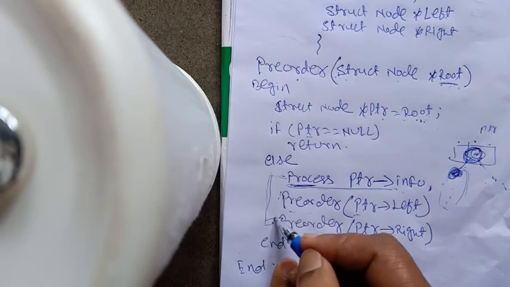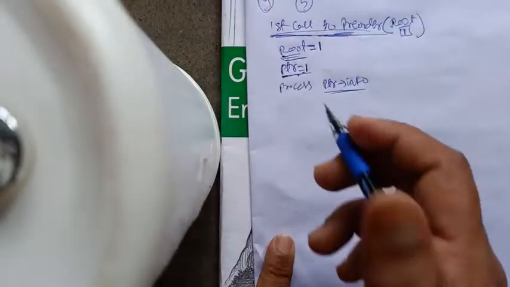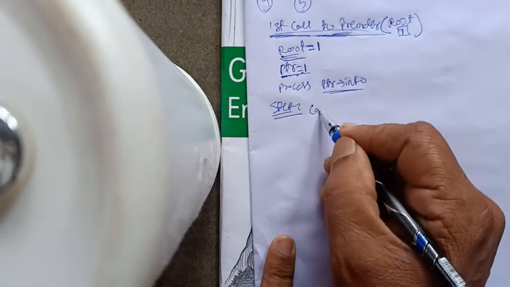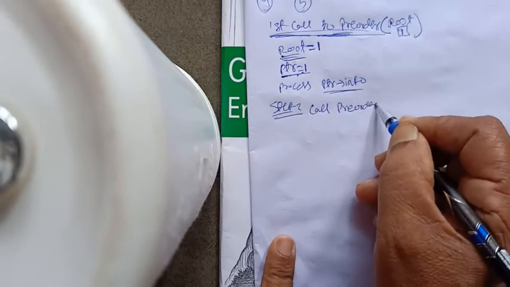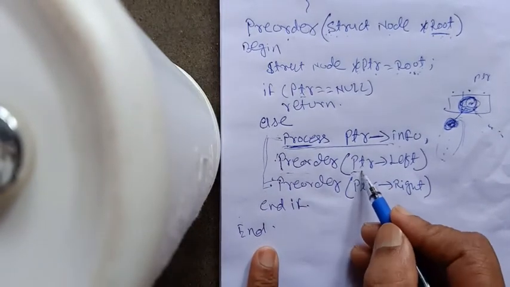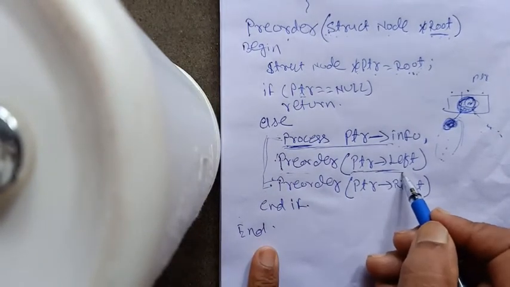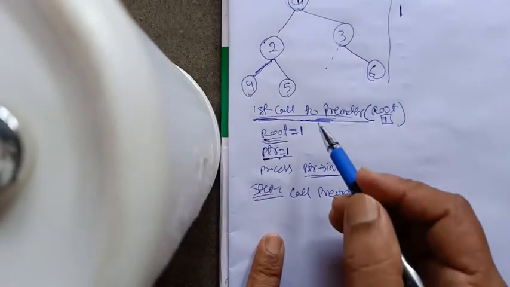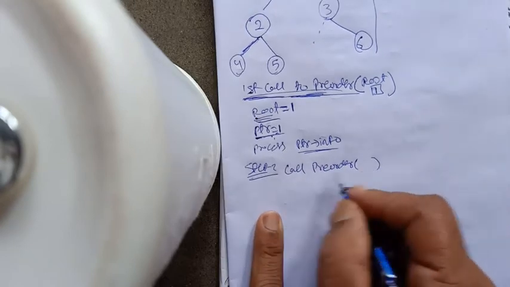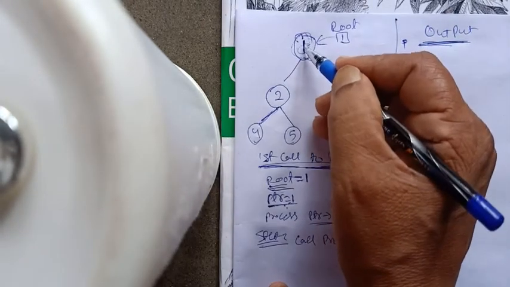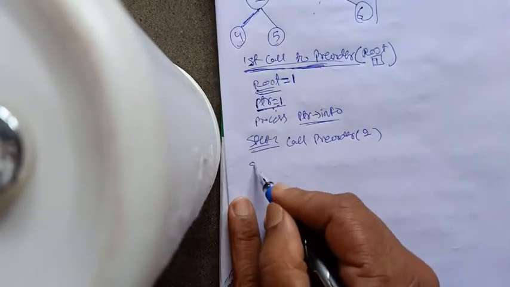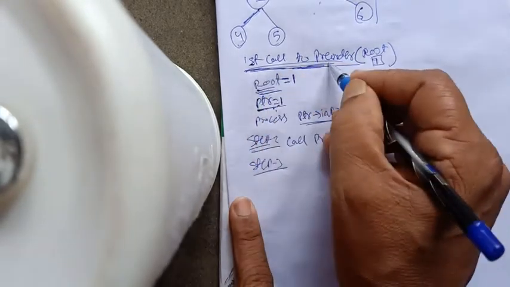Now we have 2 more steps. Okay, in the second step, step 2 says call pre-order. So now when pre-order is called, it will pass ptr of left. So what is ptr of left? Now for the first call, the ptr is 1. So when the left is passed, what is the left of 1? Left of 1 is 2, so it will pass 2. So step 3 of the first call will not execute yet.